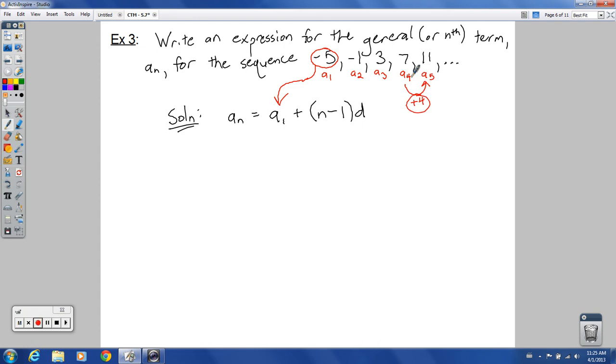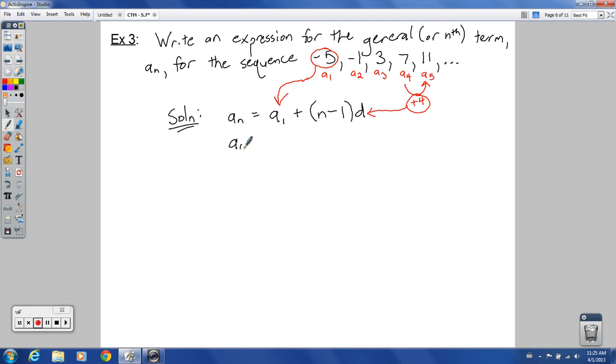To find the common difference, you can take any 2 values you want in this, as long as it's an arithmetic sequence, so as long as it's the same thing being added or subtracted. Adding a negative is the same as subtracting. So as long as it's the same thing being added every time, and you know it's arithmetic, then you know this common difference is going in right there. So the common difference here is a positive 4.